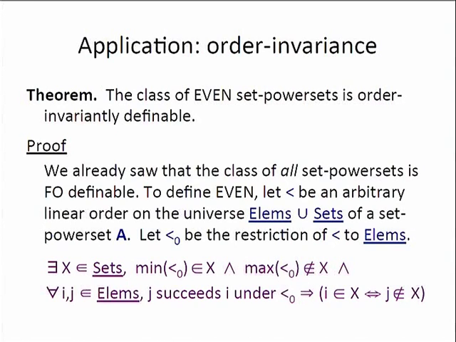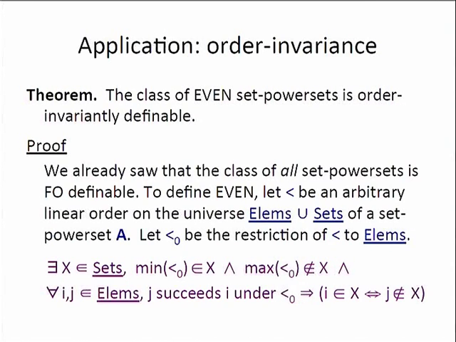So recall that the universe of these structures is a disjoint union of atoms and sets. We have some linear order on this, but of course it induces by restriction a linear order on the set of atoms alone.